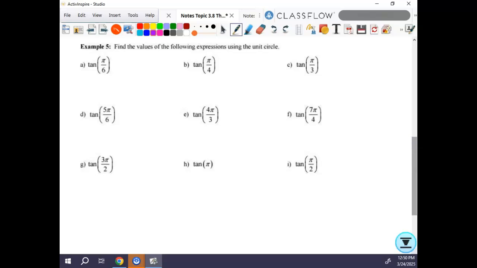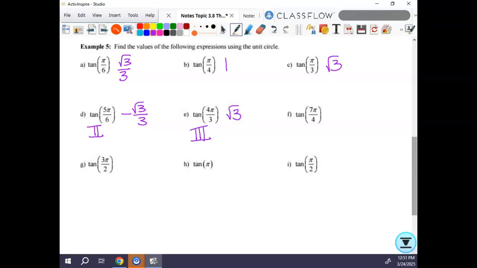Now, we should be experts at this by now. We're going to find the values of these expressions. What's the tangent of pi 6? Square root of 3 over 3. Pi 4ths. 1. Pi 3rds. Square root of 3. All right, 5 pi 6. What quadrant is that in? Second. And in the second quadrant, tangent is what? Negative. So this is a negative what? Square root of 3 over 3. Beautiful. 4 pi 3rds. What quadrant are we in? Third. In the third quadrant, tangent is positive. So this answer is square root of 3.